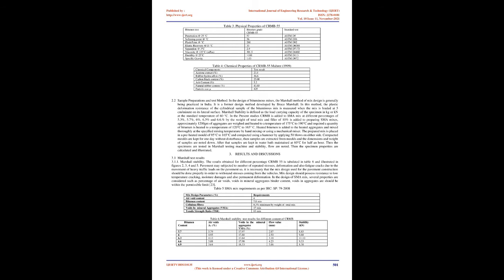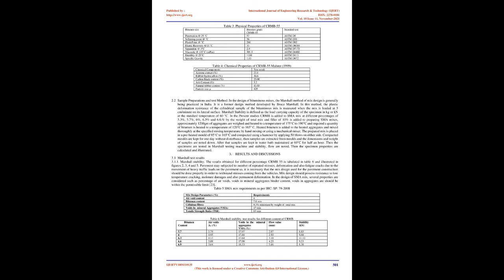2. Materials and method. 2.1 Materials: asphalt binder with penetration grade 40/60 and average softening point of 56 degrees Celsius was utilized. Table 3 and 4 illustrate the physical and chemical properties of crumb rubber modified bitumen respectively.